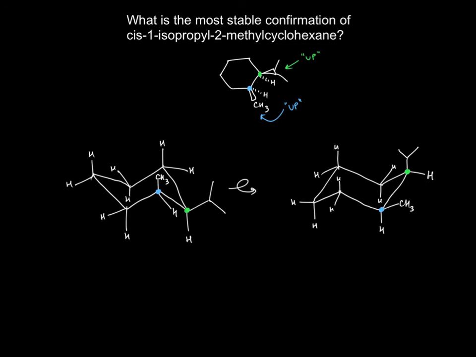So in terms of what we have, the one on the left has a methyl axial and an isopropyl equatorial. The one on the right has a methyl equatorial and an isopropyl axial. The most stable place for the biggest substituent to be is equatorial. And therefore, the structure on the left is more stable than the one on the right because of the fact that the largest substituent is equatorial. So the largest sub is equatorial, and therefore this is the most stable conformation.